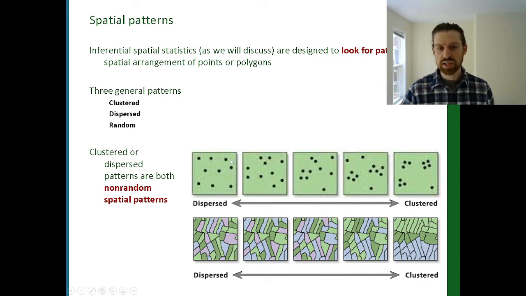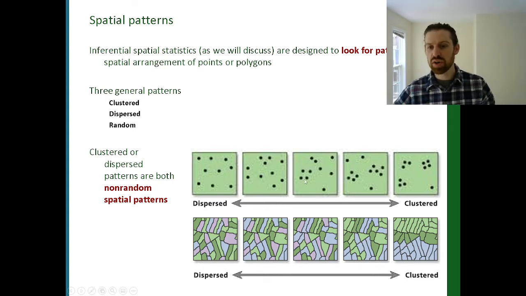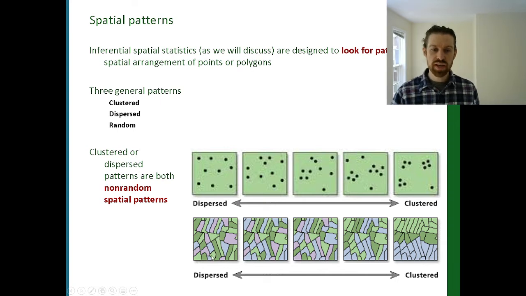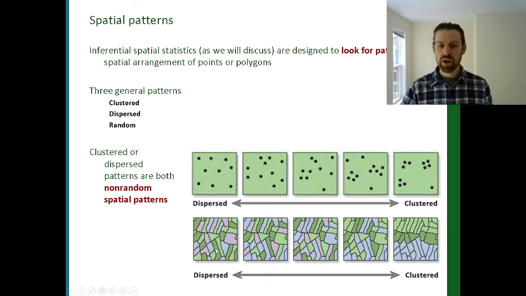This would be a highly dispersed data set where the points are all really far away from each other. We could have this random part in the middle here where you have a few clustered and a few dispersed, and then over here you have a completely clustered data set where all of your points are close together. Okay, and you could look at this not just for points but also for polygons as well. So you can see here that we've got polygon boundaries, but those boundaries actually have some sort of categorical or gradient indicator within them.